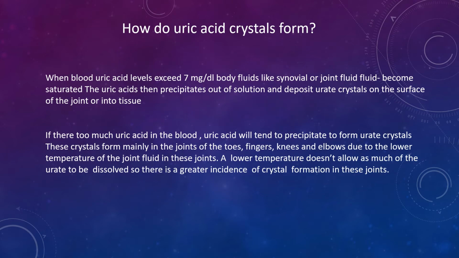How do uric acid crystals form? Well, that occurs when the blood levels exceed 7 milligrams in the body, in the joint, or in the blood. The fluid becomes saturated. Uric crystals precipitate out of solution and deposit on the surface of the joint or into tissue. If there's too much uric acid, they'll tend to precipitate to form uric crystals, mainly in the joints of the toes, fingers, knees, and elbows, because those have lower temperatures, and a lower temperature doesn't allow as much of the urate to be dissolved, so there is a greater incidence of crystal formation in these joints.